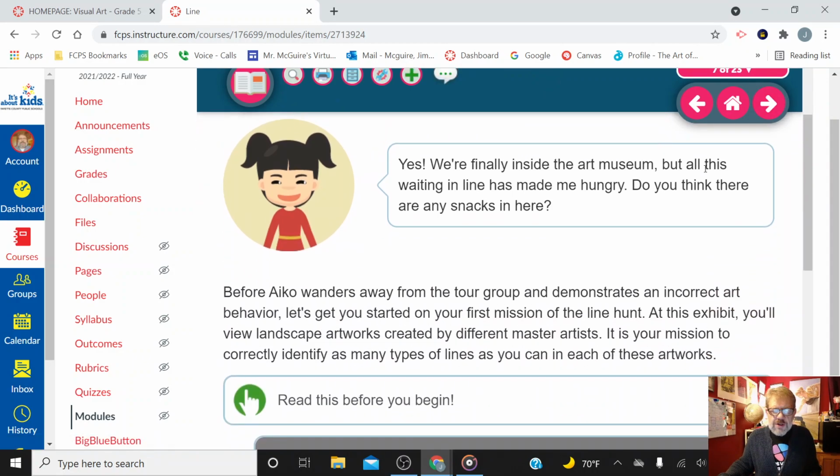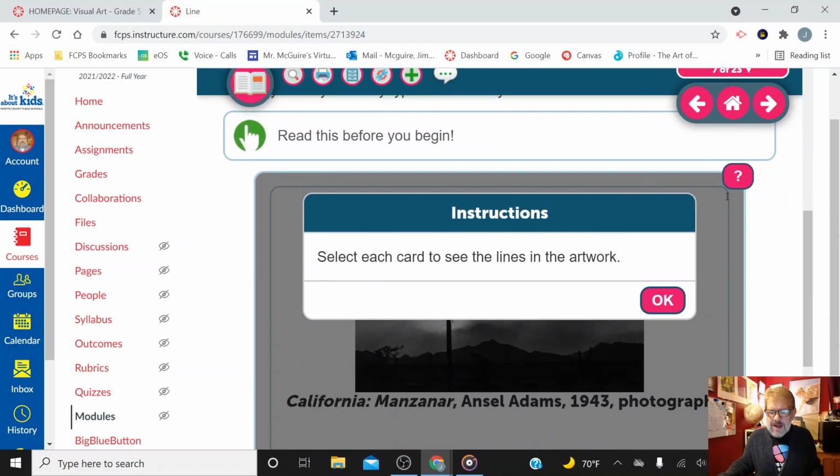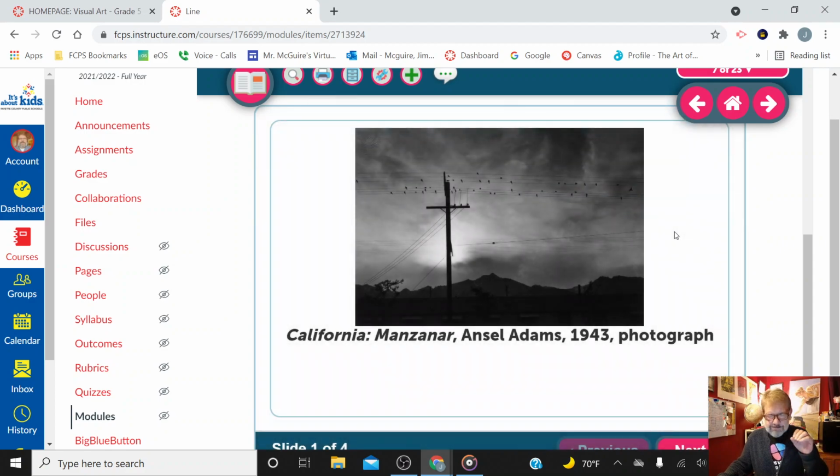So your first mission inside the gallery is to look for and find that element of line. And we've gone through some of those paintings and looked at those thin lines, thick lines, curved lines, and that sort of thing.